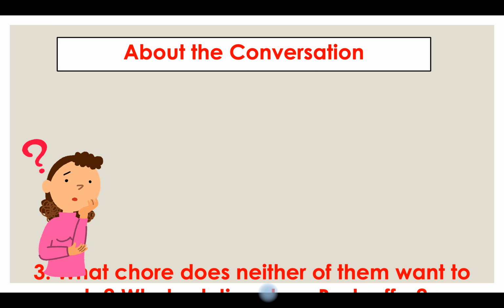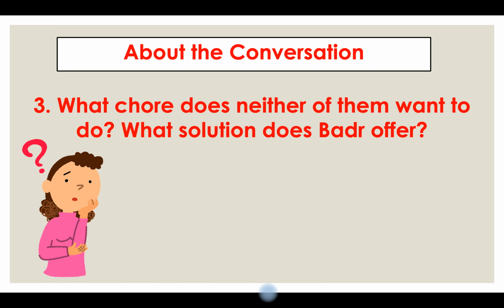Now the last question, what chore does neither, you can pronounce it neither or neither, both of them are correct, of them want to do? خلاص. What solution, okay, what chore does neither of them want to do? خلاص, أي شنو اللي من الأعمال المنزلية ولا واحد منهم يبغى يسويه يعني. What solution does Badr offer?